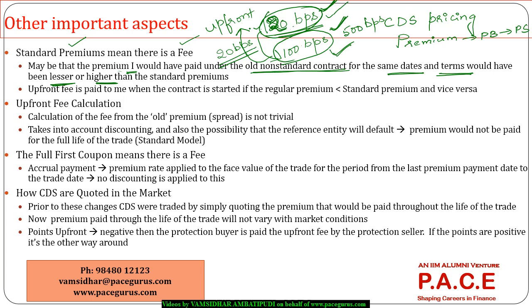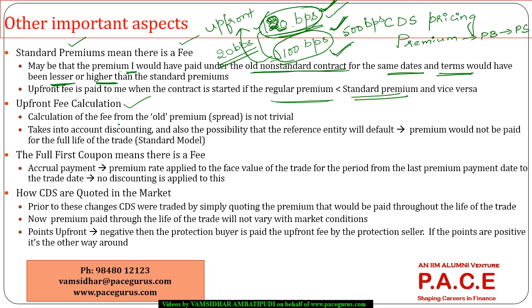Standardized premium is 100 basis points. So the premium that I should have paid would have been either 80 basis points or 120 basis points. So either of them is very much possible. When the regular, non-standardized premium is lesser than the standard premium, I would be receiving the upfront premium as a protection buyer. But if it is the other way, I have to pay the upfront premium to the protection seller. So that is how we are computing an upfront fee, and we are either receiving or making the payment of the upfront fee to the protection seller.